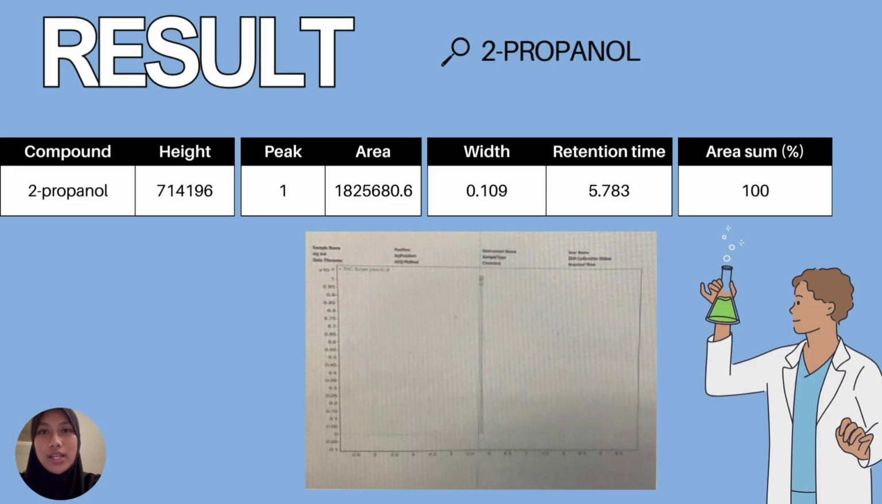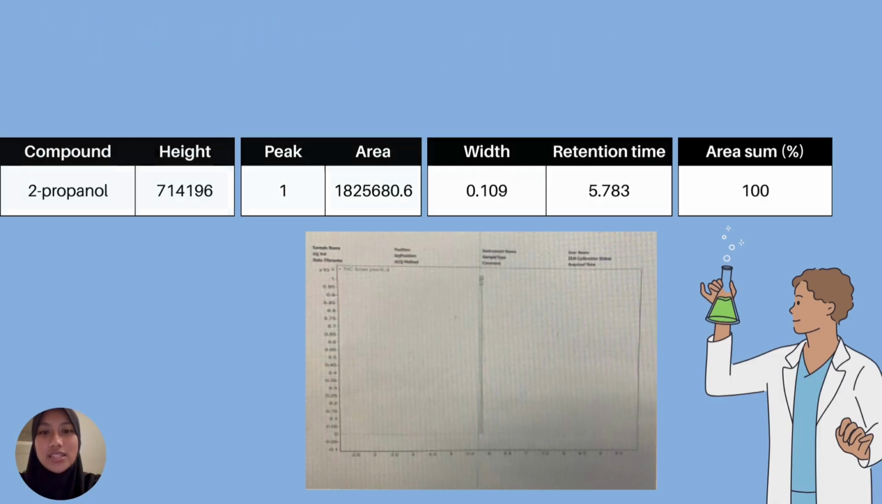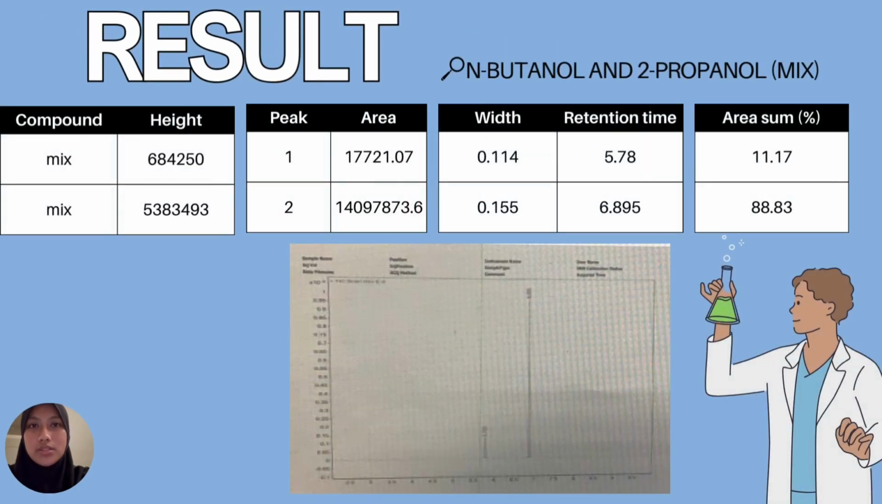For the second compound, which is 2-propanol, we got one peak with 0.109 cm width and 5.783 second retention time. Lastly, the mixture of N-butanol and 2-propanol.